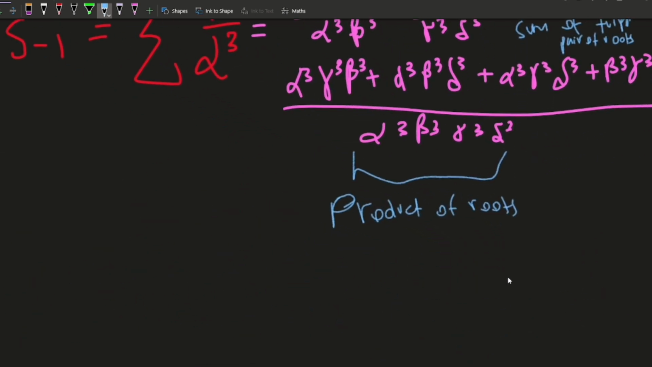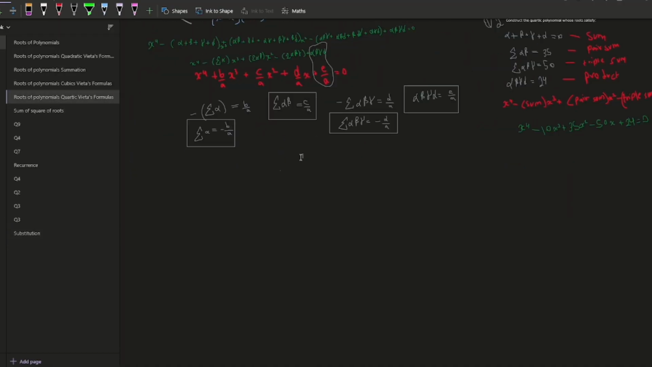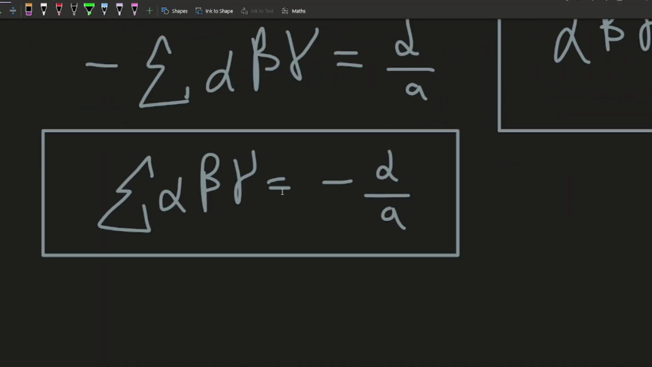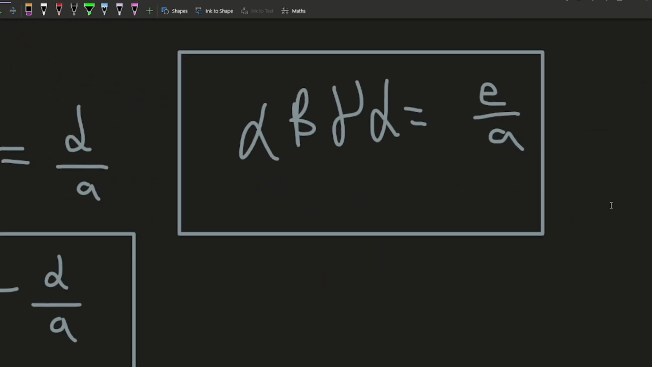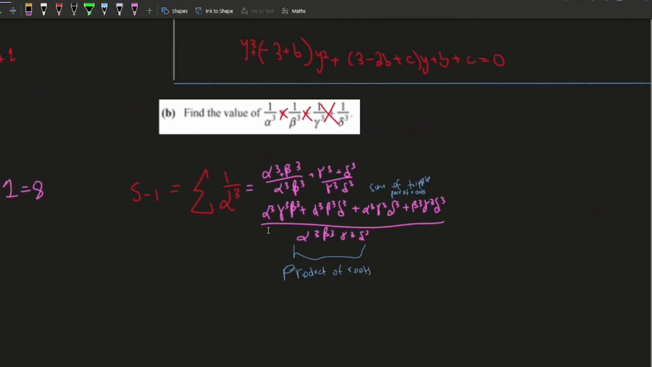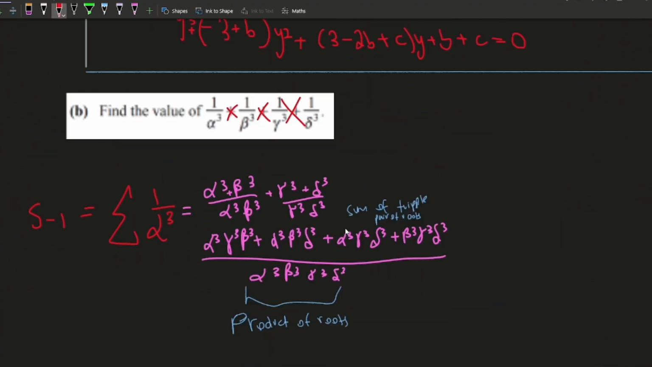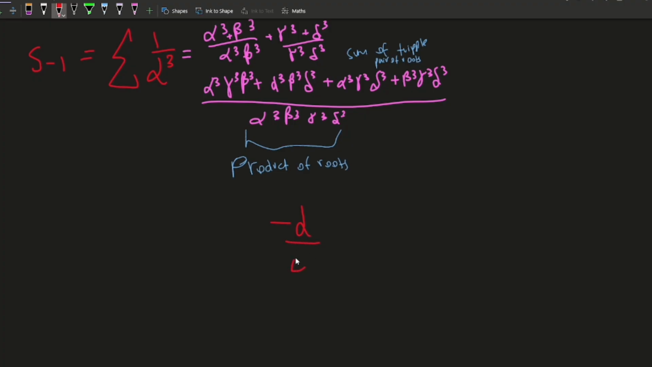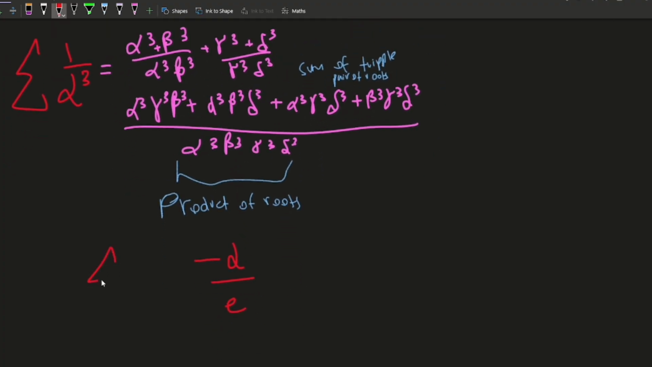Okay, so in a quartic equation, the sum of triple pairwise roots is equal to minus d over a, and the product of roots is equal to e over a. So we can apply that here. Since the value of a is 1, you don't have to write it. So this would be minus d divided by e. Okay, sum of inverse of roots.